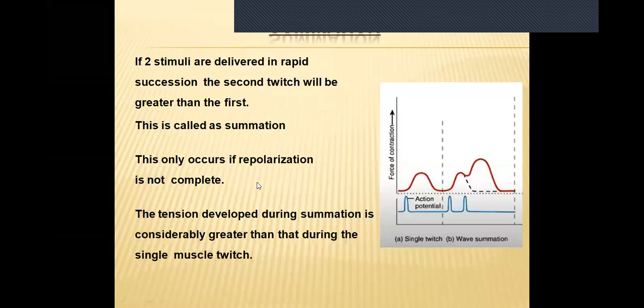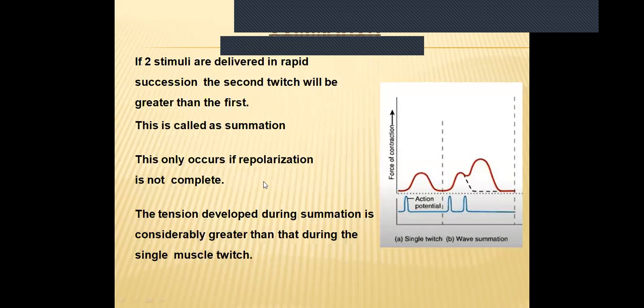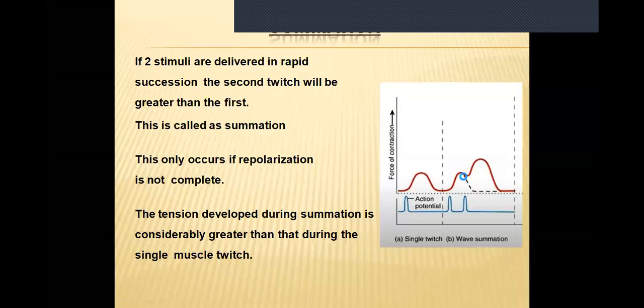This slide is an example of temporal summation. What is happening here? The first stimulus is given. After some time, say for example 1 or 2 milliseconds of gap, the second stimulus is given. So if some time gap is there between the successive stimuli, that is called temporal summation. In temporal summation, the summing up in the same motor unit can be seen.